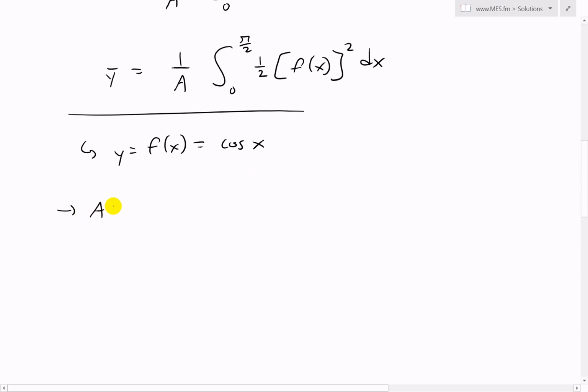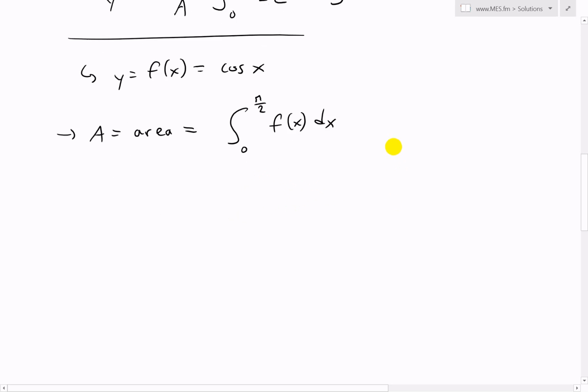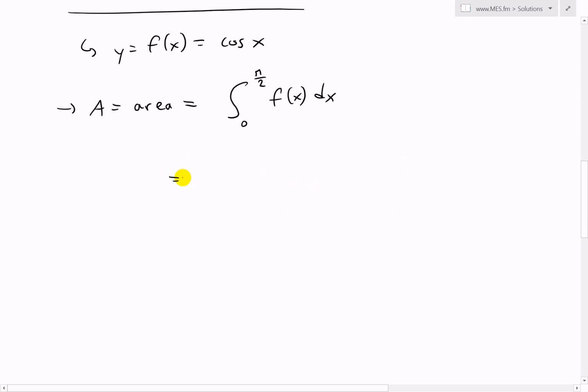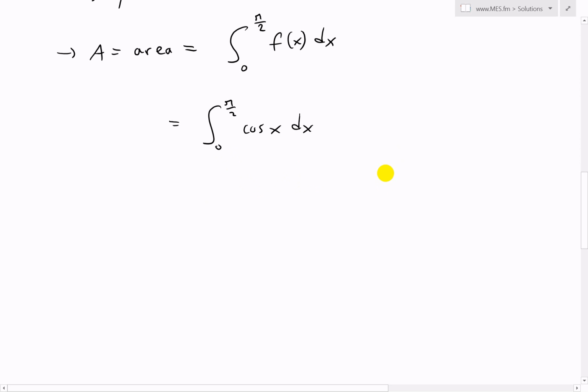And where y equals f of x, in our case, is equal to cosine of x, and A is equal to the area of the region, which we just solve, and that's just the integral from 0 to pi over 2 of f of x dx. So in our case, the area is equal to the integral from 0 to pi over 2 of cosine of x dx, and the integral of cosine of x is just sine of x. And then we have to evaluate it from 0 to pi over 2.